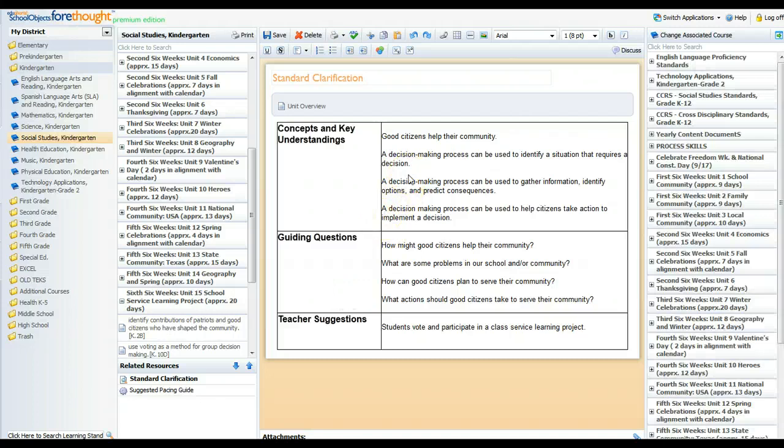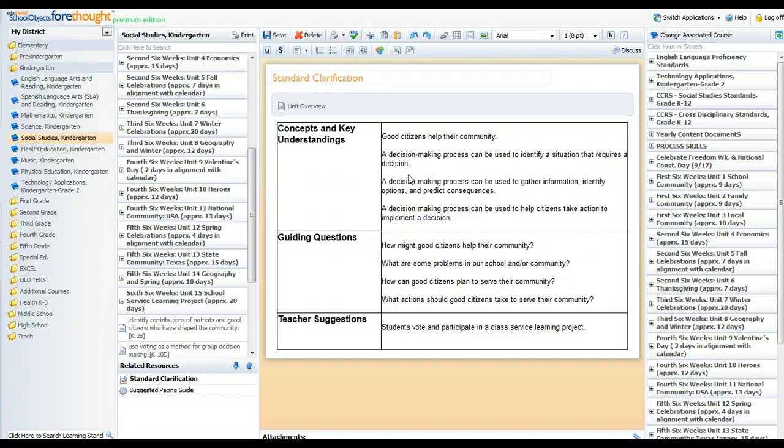First off, we want to make sure that the students understand that good citizens help their community, that a decision-making process can be used to identify a situation that requires a decision, that a decision-making process can be used to gather information, identify options, and predict consequences, and that a decision-making process can be used to help citizens take action to implement a decision. Your guiding questions throughout this chapter could be, how might good citizens help their community?